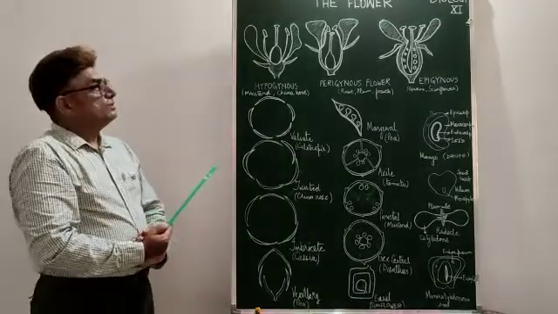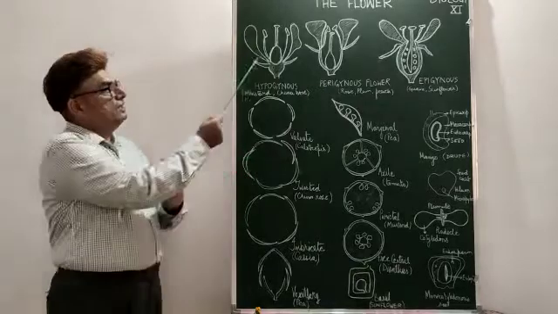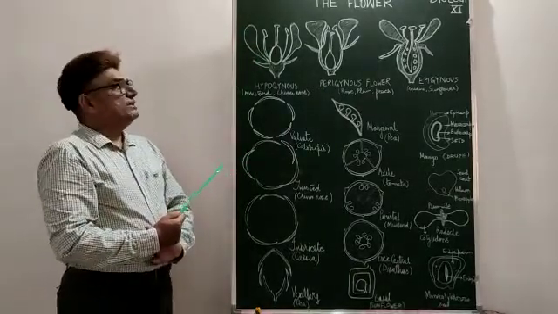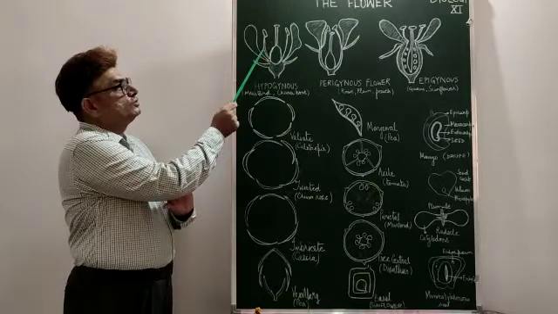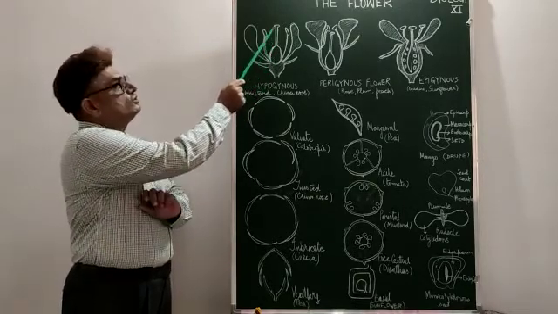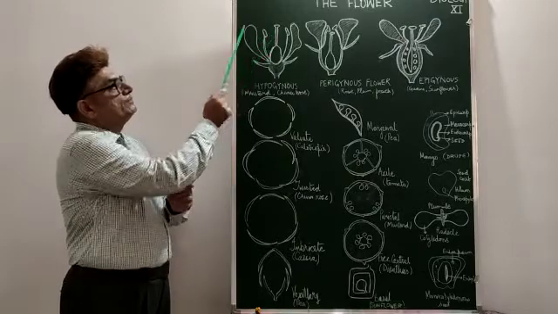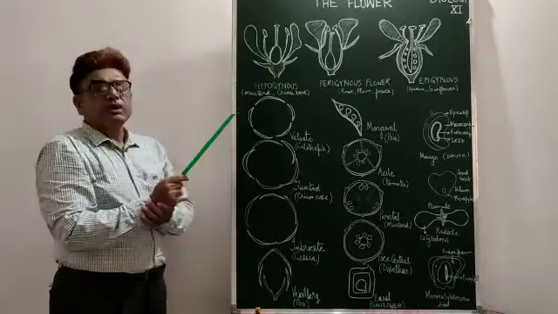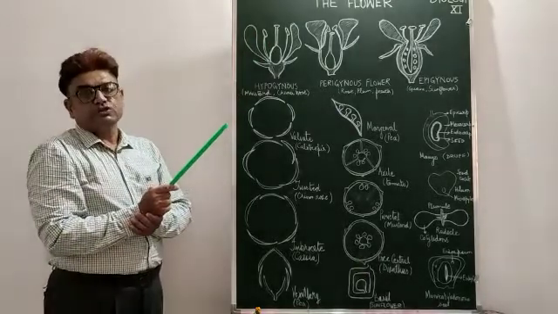So this was about the androecium. Now let us take up the gynoecium. Gynoecium has got three important parts. The lower one, the swollen part, is known as the ovary. Then this long tubular part which is known as style. And the tip of the style is known as the stigma which receives the pollen grains during pollination.